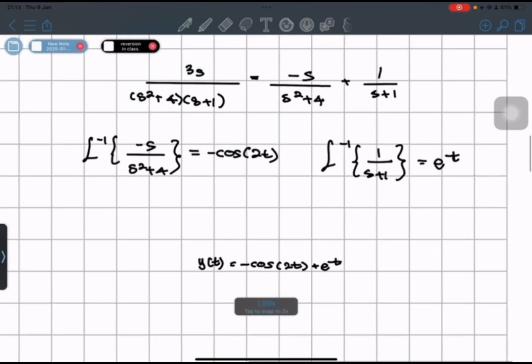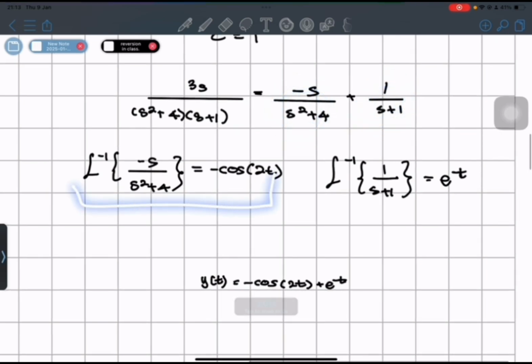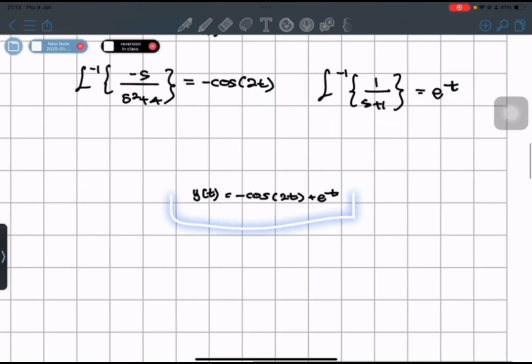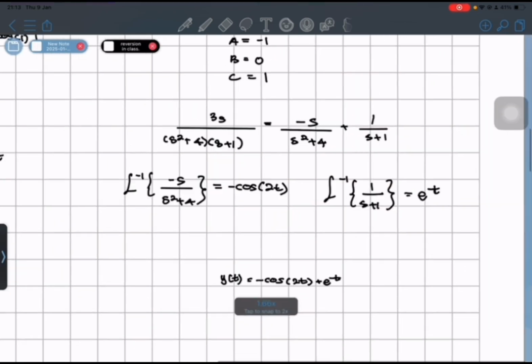So we do the inverse Laplace transform of this one and this one. After we got the inverse Laplace transform, we got the answer, which is this one. So this is the answer for question number 1 2 Romans.